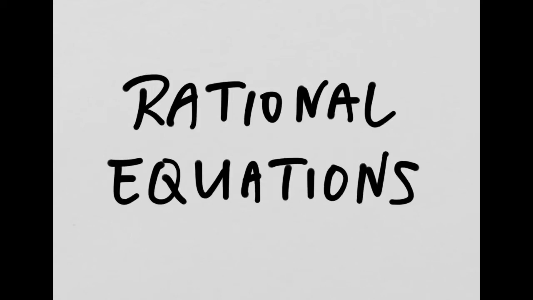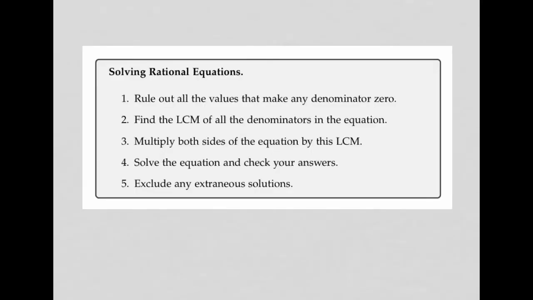In this video, I'm going to go over some examples relating to rational equations. To solve rational equations, we follow these steps. First, we rule out all of the values that make any denominator 0. We find the least common multiple of all of the denominators in our equation. Next, we multiply both sides of the equation by this LCM. We solve the equation, check our answer, and at the end, we exclude any extraneous solutions.